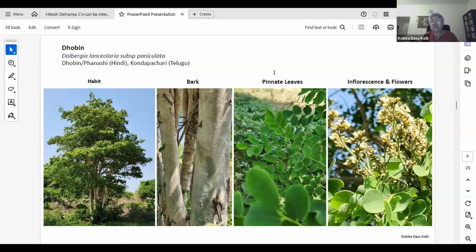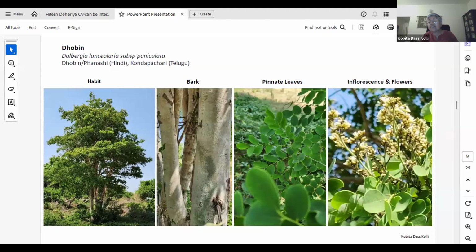So do get a clear picture of the leaves, either the arrangement or just the leaflets on the entire leaf. Basically, this is a compound leaf, a pinnate compound leaf. So I've got a picture of the entire leaf there.